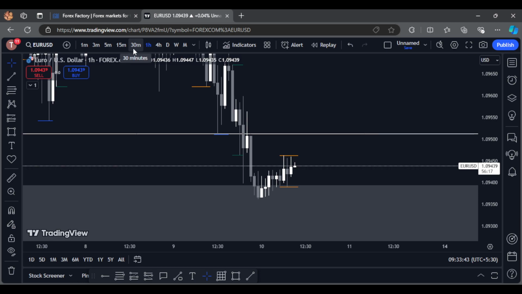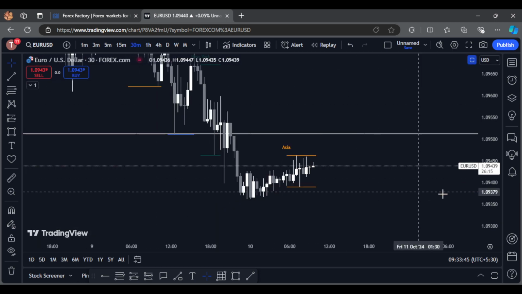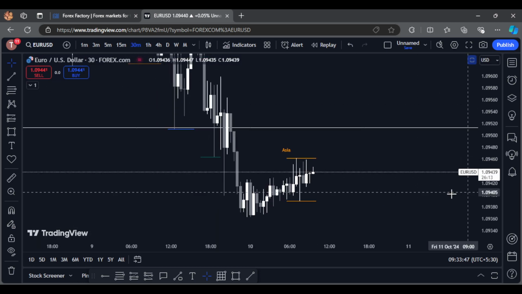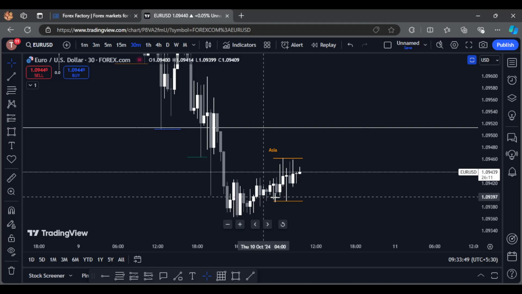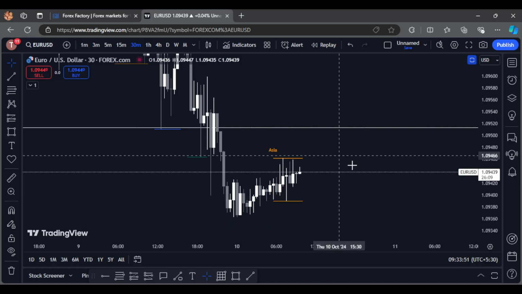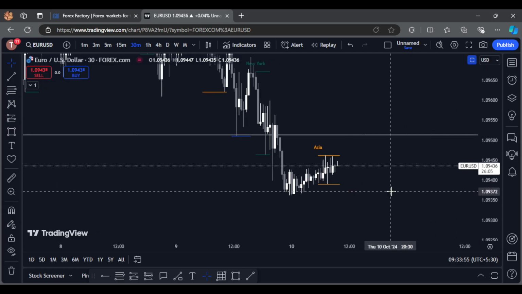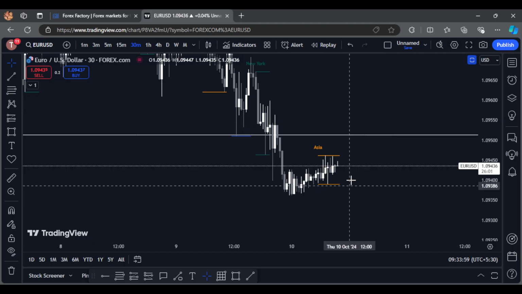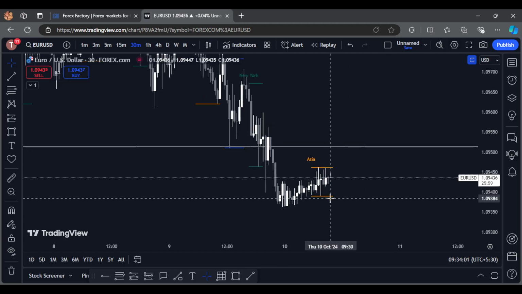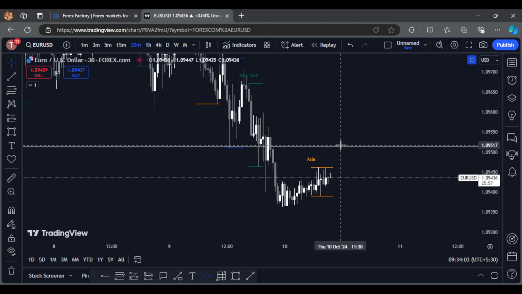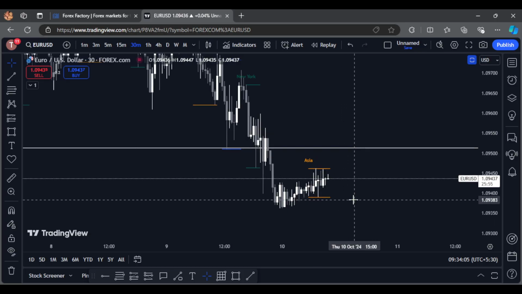So let's move to the 30 minutes. As we move into the 30 minutes, we can see that the price had taken some kind of liquidity and moved into the further upside direction. But no clear bias is still there. So if we are going to go into the upside direction, most likely we are going to come down and take the Asia low, and then we can possibly go into the further upside direction. That could be the scenario.